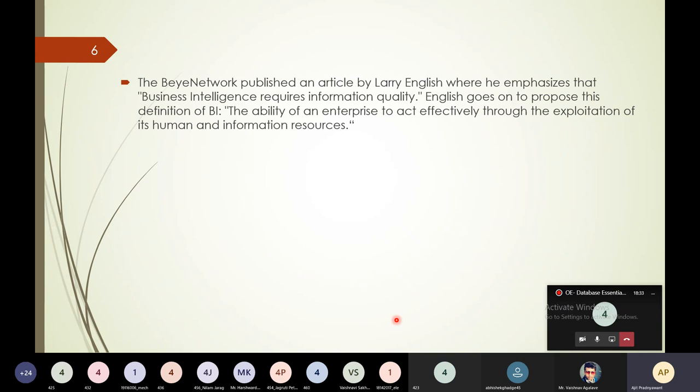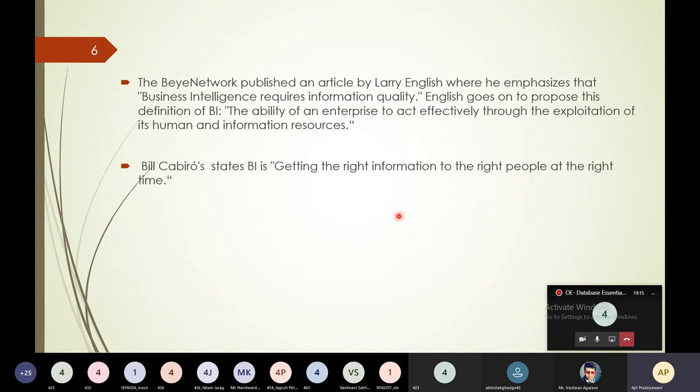Bayes Network has published an article by Larry English, where they emphasize that business intelligence requires information quality. They mention BI as the ability of an enterprise to act effectively through the exploitation of its human and information resources.